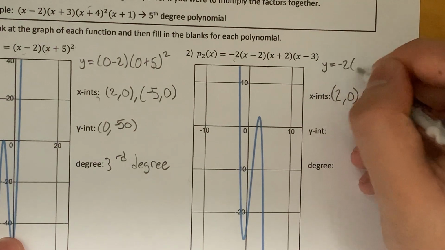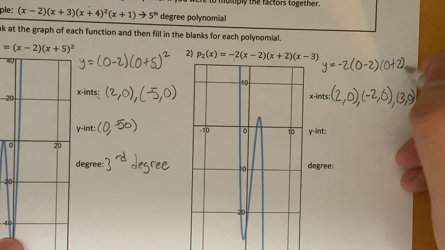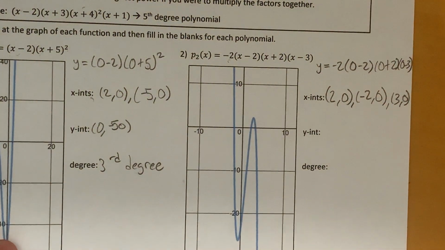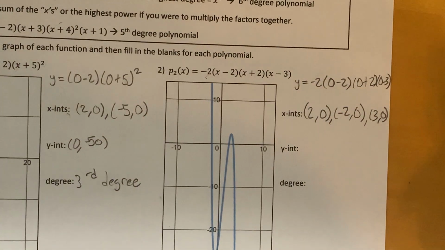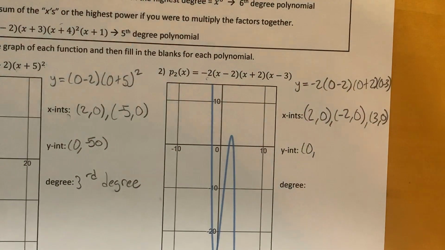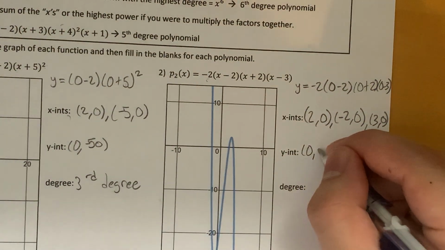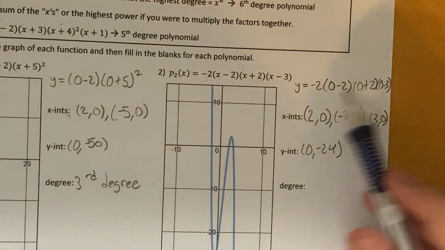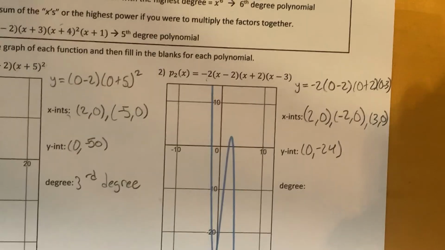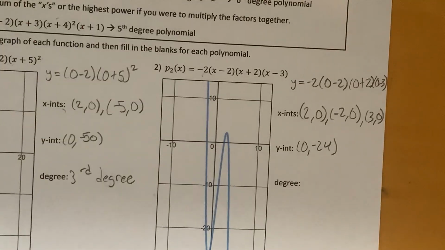All right, how do we find the y-intercept? Y equals negative 2 times 0 minus 2 times 0 plus 2 times 0 minus 3. Hopefully you guys can see that. I hope I didn't try to push it all in together. So we know that x is 0. What's y? Yes, y is going to be negative 24. So you do what's inside the parentheses, multiply everything together, including the negative 2, and you get the negative 24. We can ignore it for the x-intercept because all we're looking at is what's inside each of the parentheses.